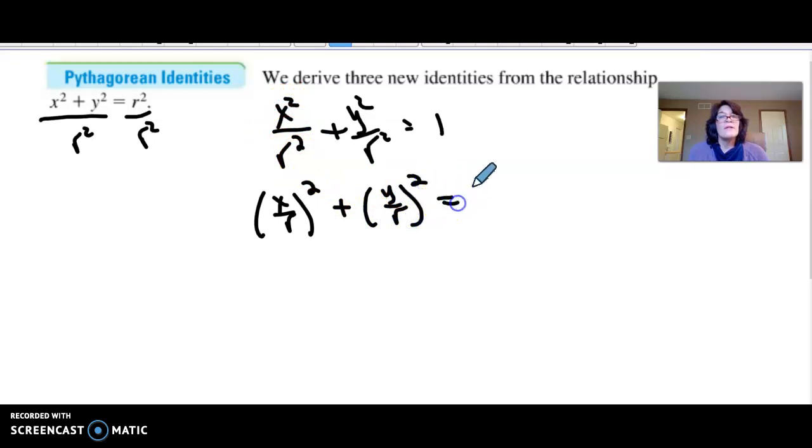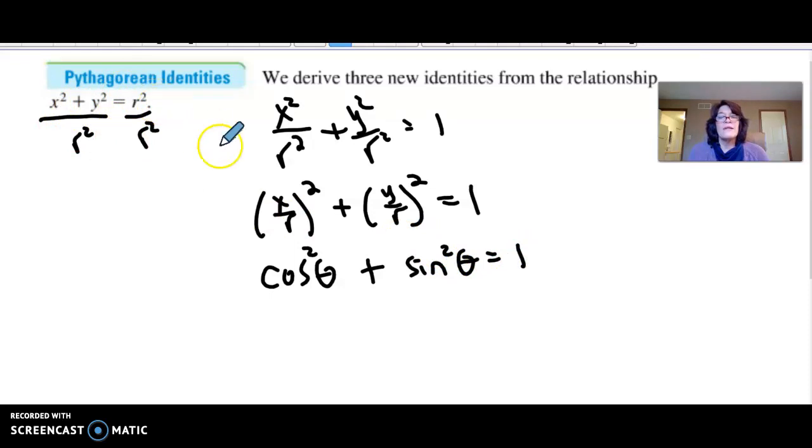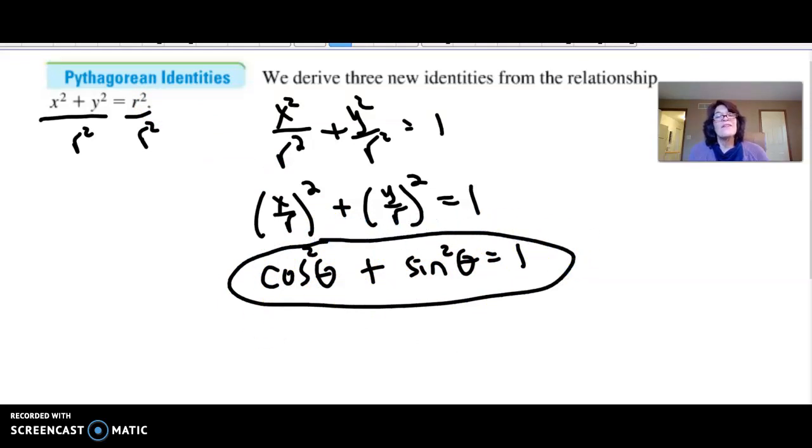Plus y over r squared. And x over r, if we remember, is always cosine. Y over r is sine. So if x squared plus y squared equals r squared, then cosine squared plus sine squared equals 1. And that is our Pythagorean identity. You'll see the Pythagorean identity written this way: sine squared plus cosine squared, doesn't matter, right? Addition is commutative. Sine squared plus cosine squared equals 1. That's one of the Pythagorean identities. That's the one I remember. I never remember the other two.